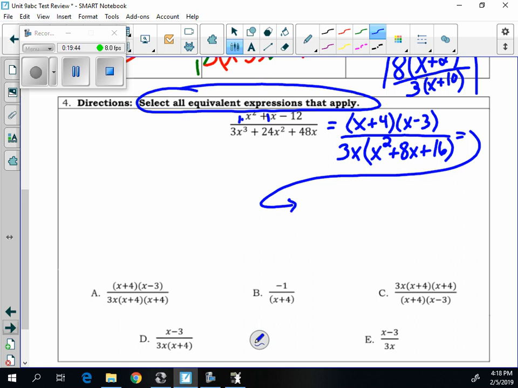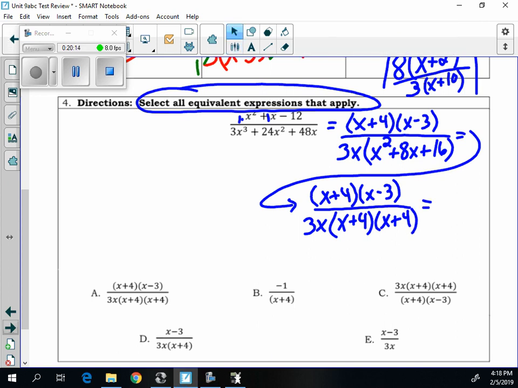So let's keep going. We have x plus 4, x minus 3, the denominator 3x, and the a term inside the parentheses. What's a quadratic? Again, that is a trinomial. What two numbers multiply to c that add up to b, and that's 4. And before we simplify this, let's make sure if there's any answer that is exactly like this, and it looks like A is. So we'll circle A.